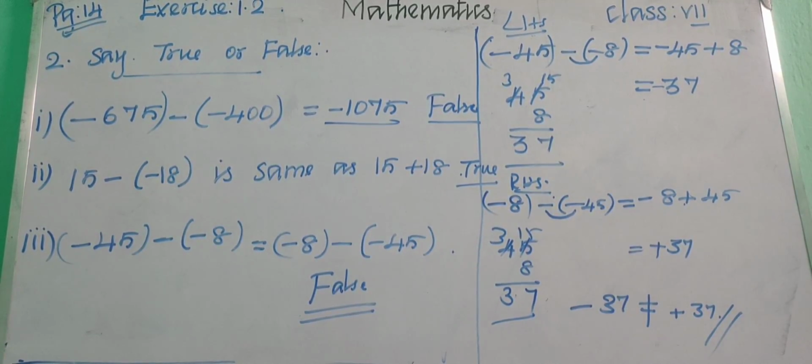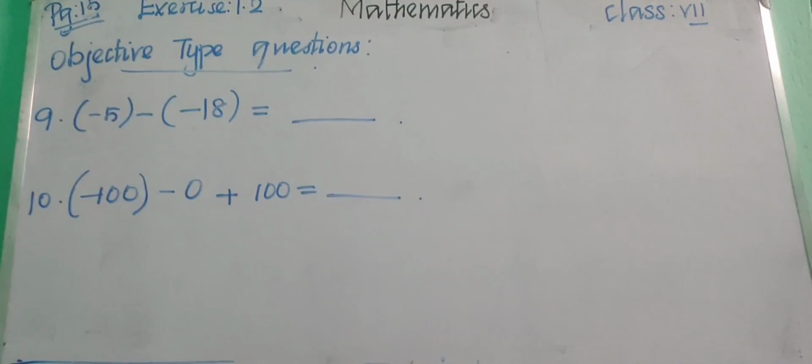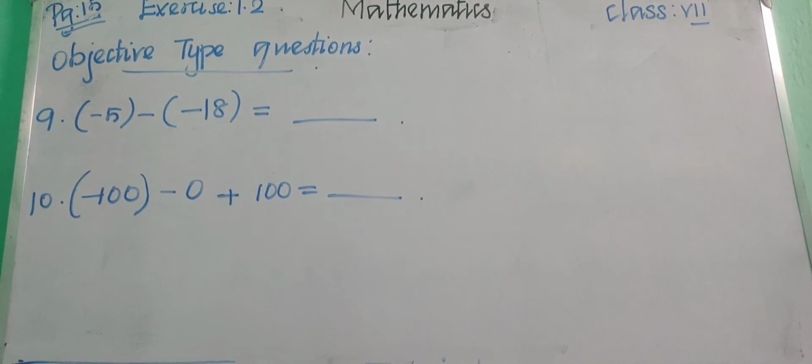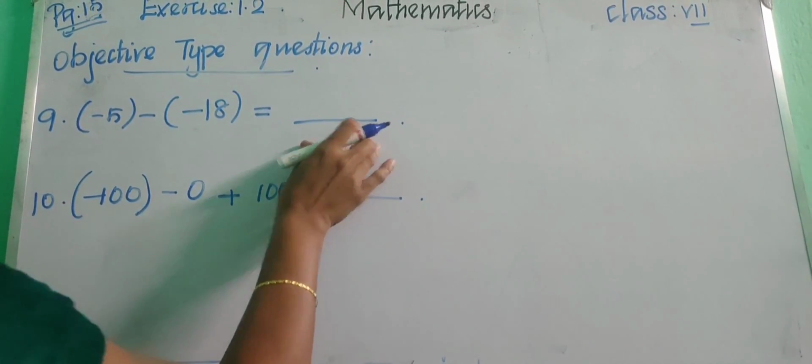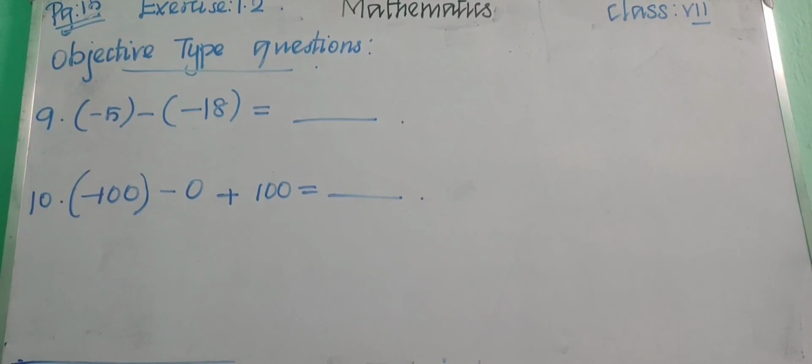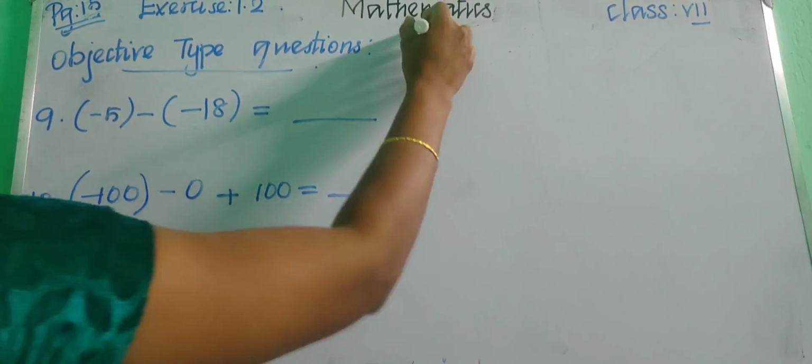And also we are having objective type questions 9 and 10. Okay, let us do that. So the objective type questions are on page number 15. So what is the first question? Minus 5 minus of minus 18 equal to dash. Okay, we need to find it. And also in the book they have given the options. Okay, let us do it.